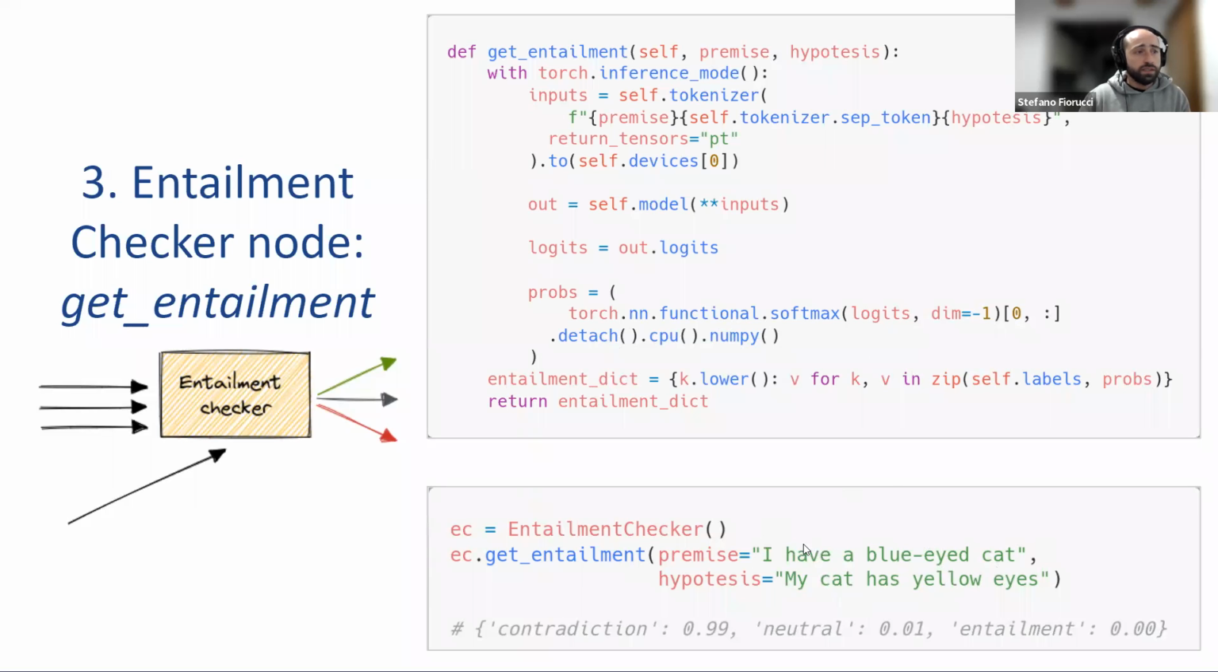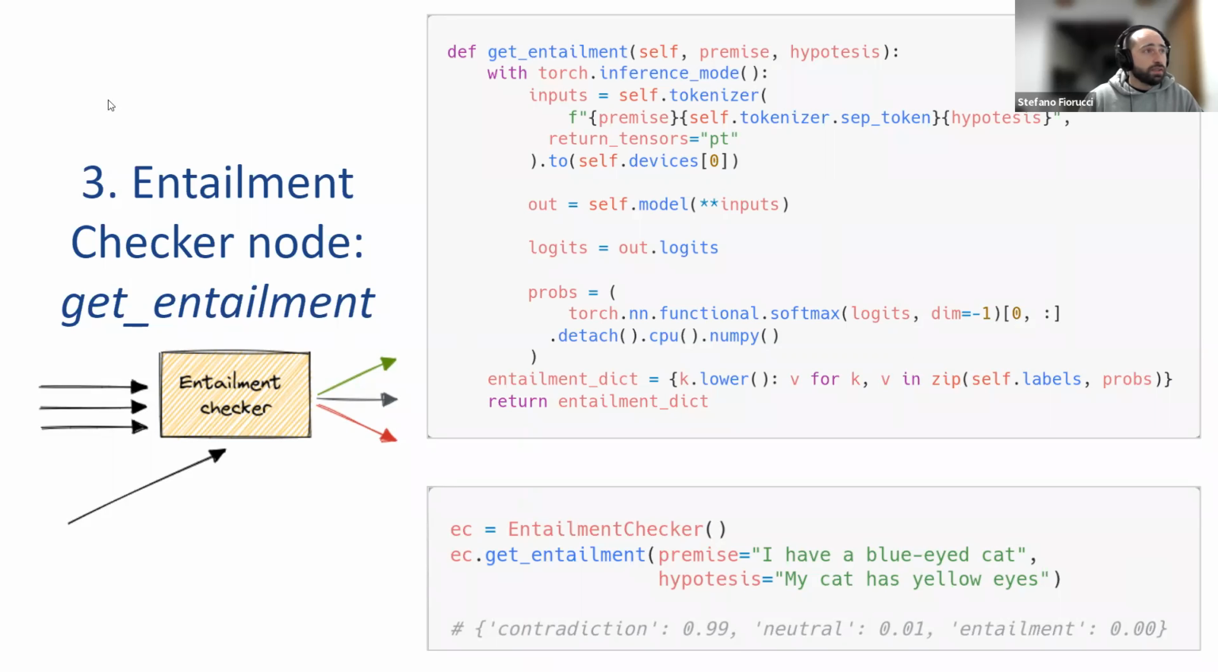And I made an example of the use of this method. And so if we pass as a premise, I have a blue-eyed cat, and as a hypothesis, my cat has yellow eyes, we get back a dictionary that contains all this information, and we have a probability of contradiction of 0.99.